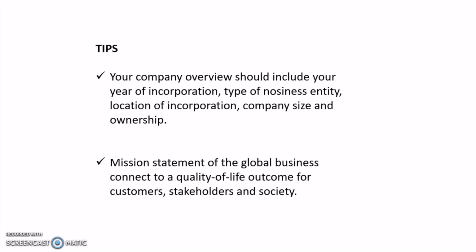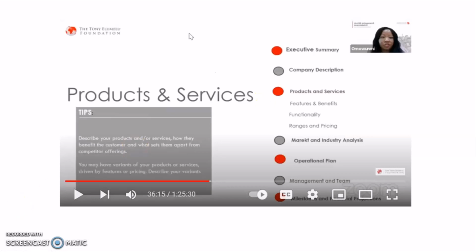So as a tip on this, your company overview should include your year of incorporation. What is the name of the business? In which year was it incorporated? What is the type of business entity? Sorry, this is business, not knowingness, something like that. So permit me to briefly correct it.